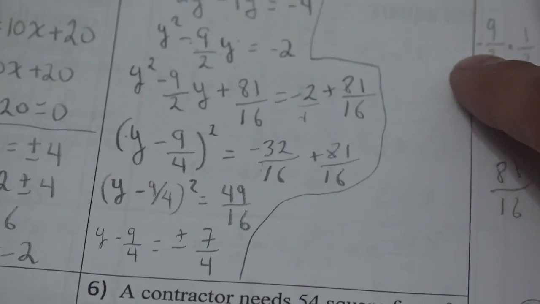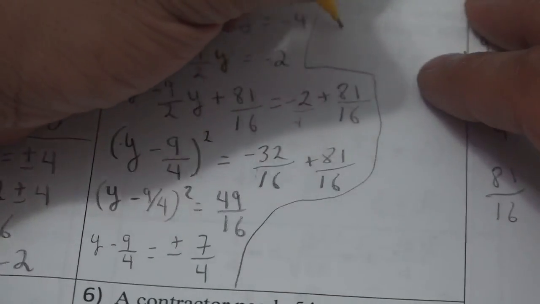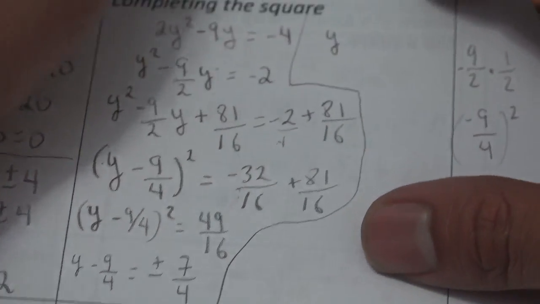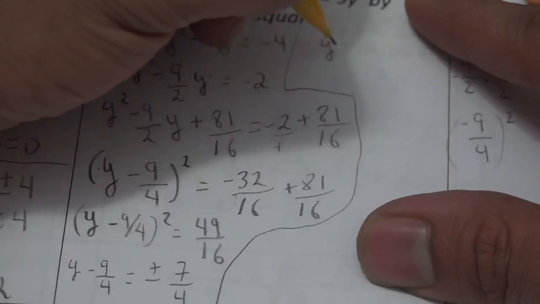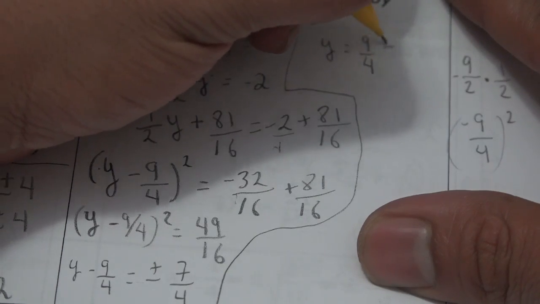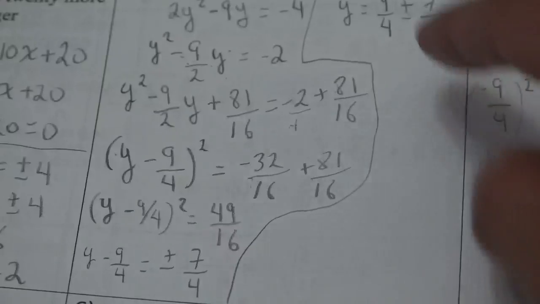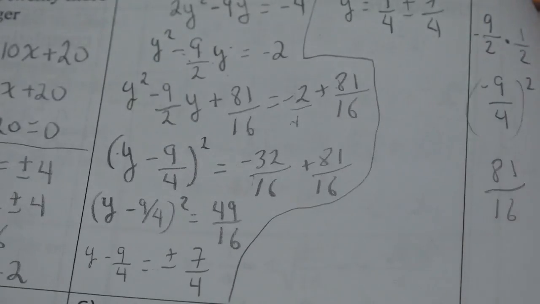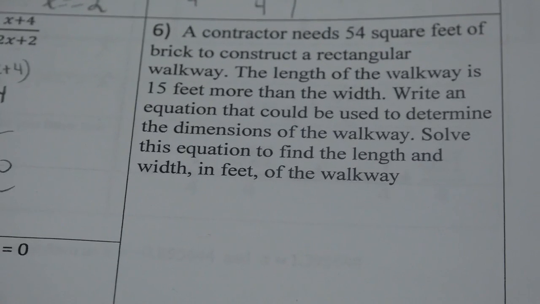And now I am going to add 9 over 4 to both sides. So I'm going to end up with y equals 9 over 4 plus or minus 7 over 4. And you already know what to do here. y equals blah, blah, blah. y equals blah, blah, blah. And that's it. All right then. And you do the last problem because it's too much.